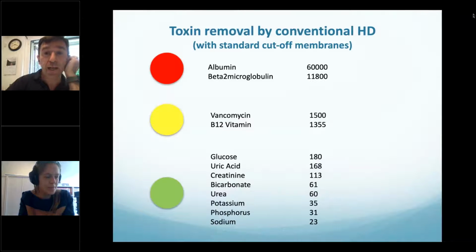Diffusion is highly dependent on the molecular weight of the toxins. So conventional hemodialysis is highly effective for small molecules, but much less when the molecular weight increases, and it is substantially unuseful for proteins.